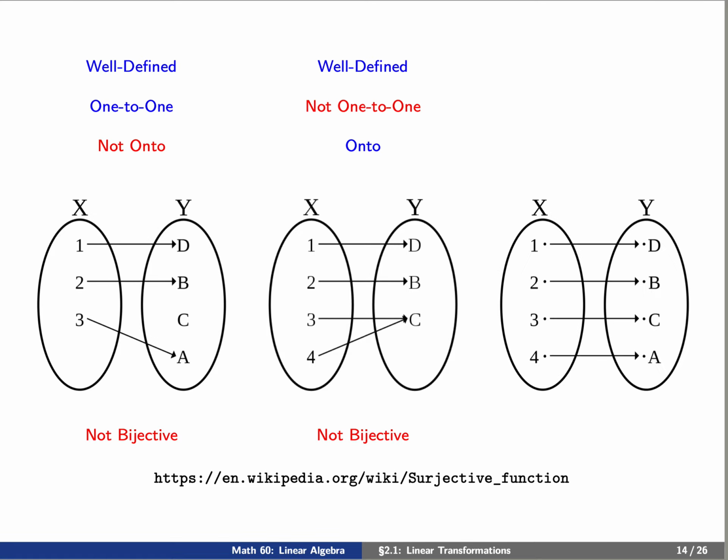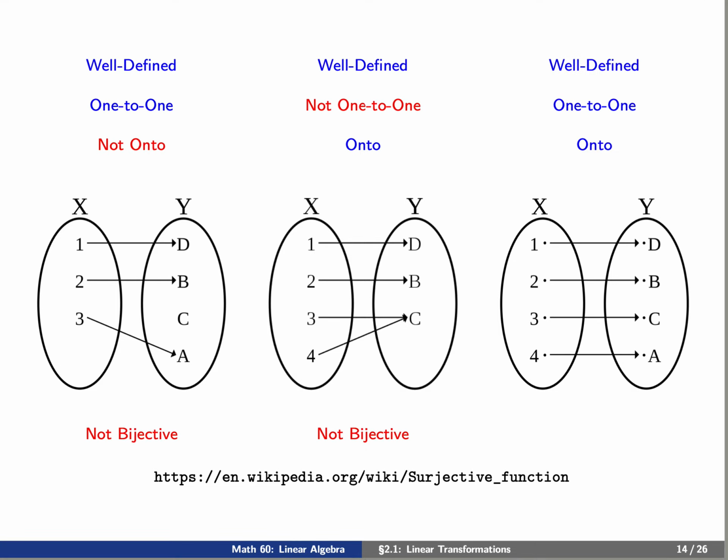For the last example, consider the case here where we have our 4 numbers in the domain and our 4 letters in the codomain. We see that this map is well defined, 1 to 1, and onto. Again, each of the 4 letters corresponds to exactly one of the 4 numbers. So by definition, this last example is bijective.